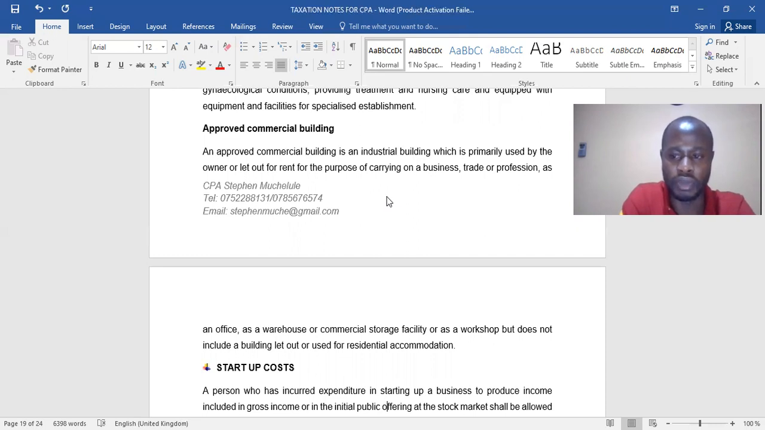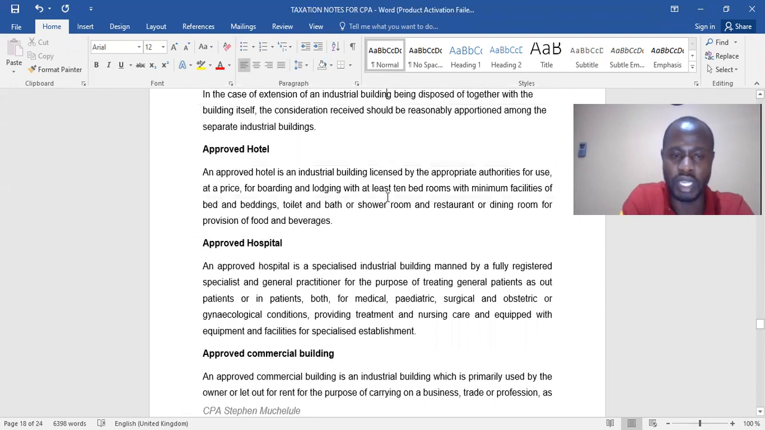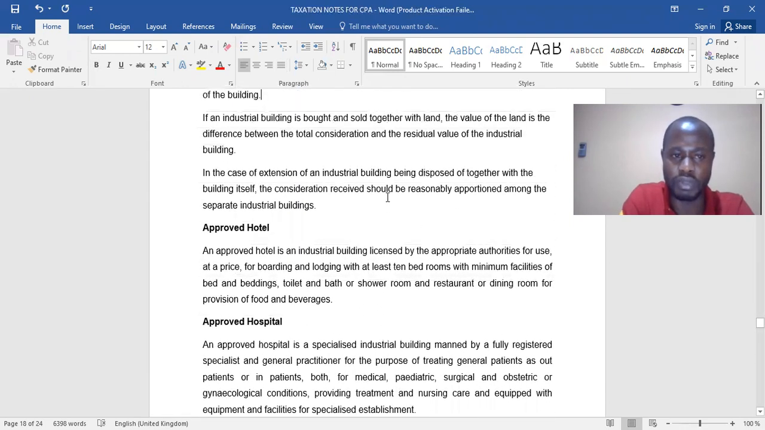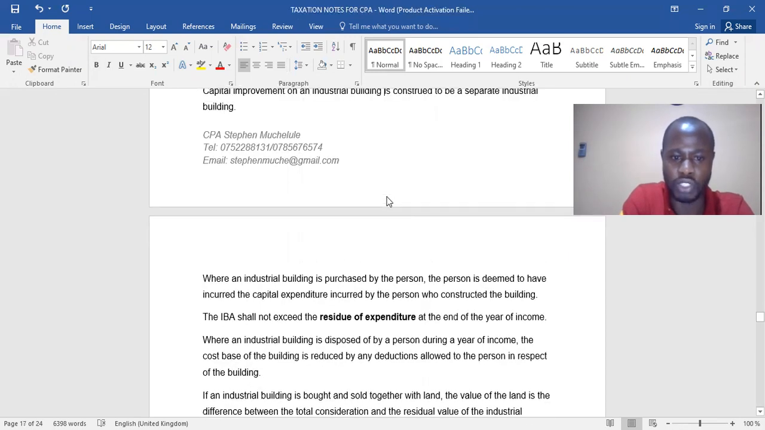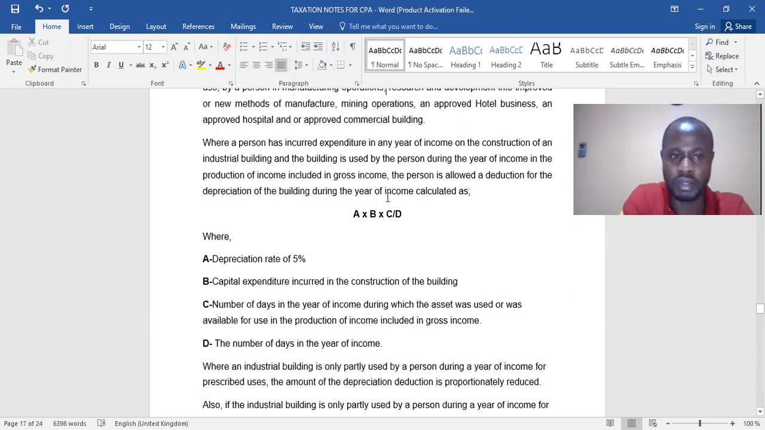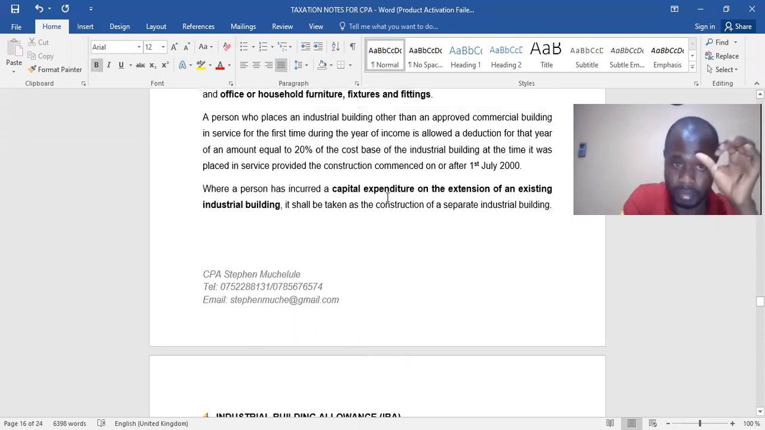Remember when I was commenting about initial allowance of an industrial building, I said a person is allowed initial allowance for putting into use and into service an industrial building other than an approved commercial building. You recall that? Yes. The rate of 20%. A person who places an industrial building. Give me a reminder. Where do we apply 5%?